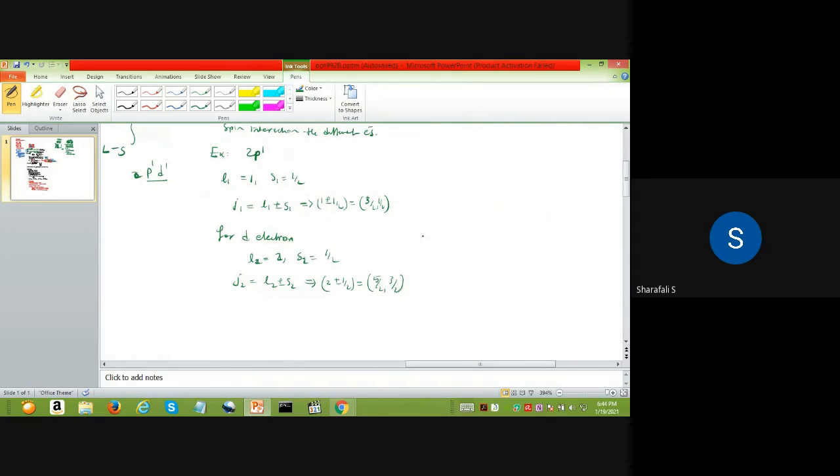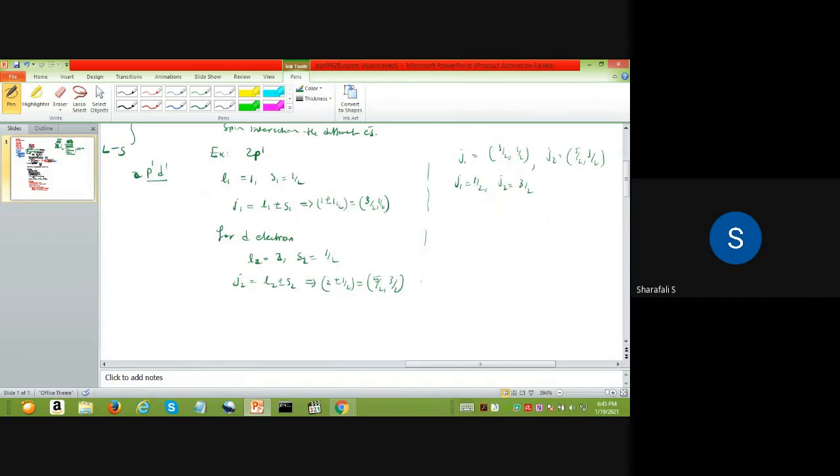Now if you consider these two sets, I have J1 equal to 3 by 2, 1 by 2, and J2 equal to 5 by 2 and 3 by 2. Now these two couple together to form the total angular momentum, the total J value. So you have different combinations here. For example, if you consider J1 equal to half and J2 equal to 5 by 2 or 3 by 2.